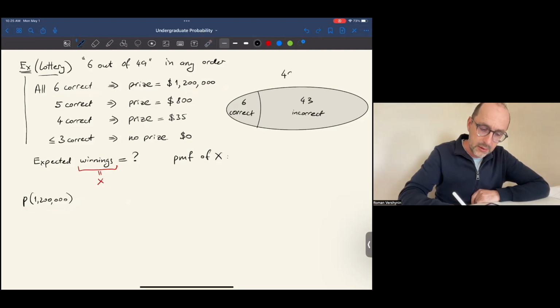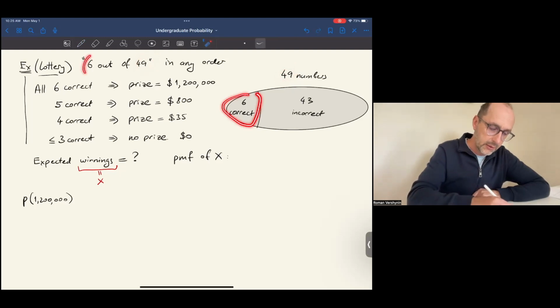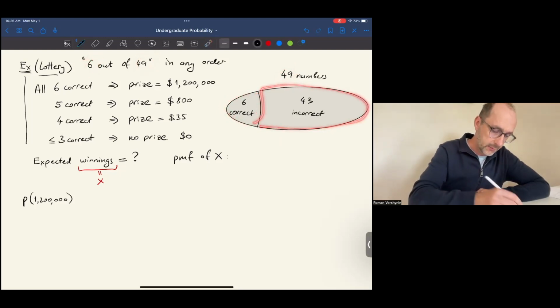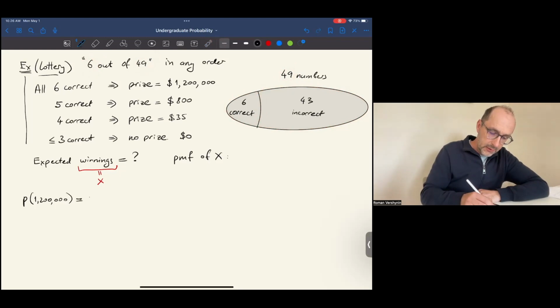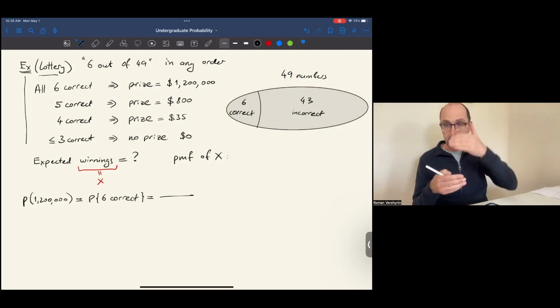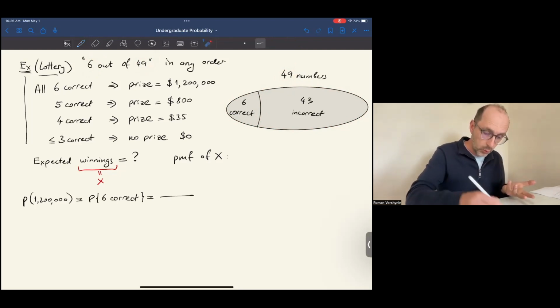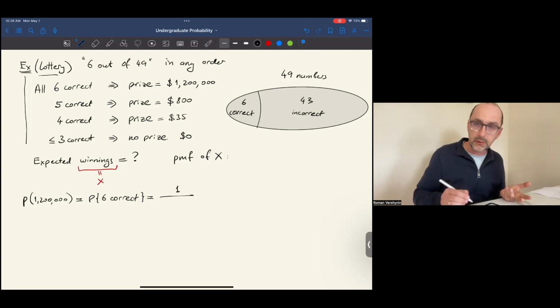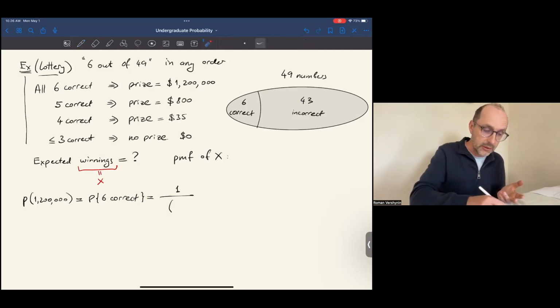A picture could help here. Here are all 49 numbers, of which only 6 are correct, and 43 are incorrect. The probability that we guess all 6 correct. On the bottom, we put all the ways we can play this lottery. On the top, we put all the winning ways. There is only one winning way to guess all 6 numbers correctly. And how many ways are there to play this lottery? We just need to write down any 6 numbers out of 49. And that's 49 choose 6.